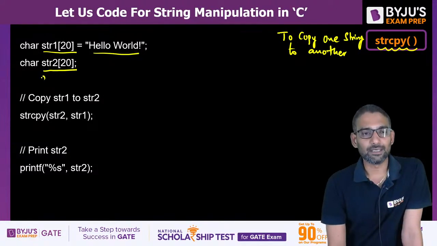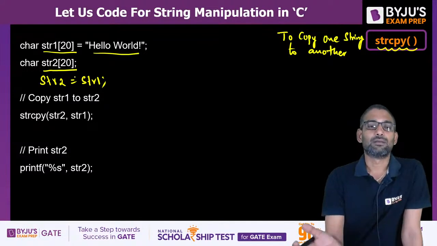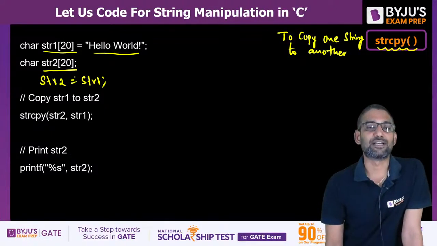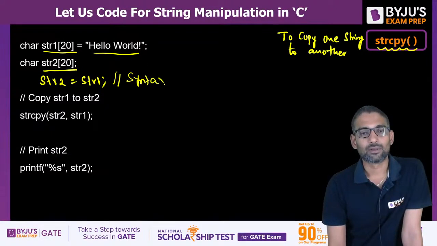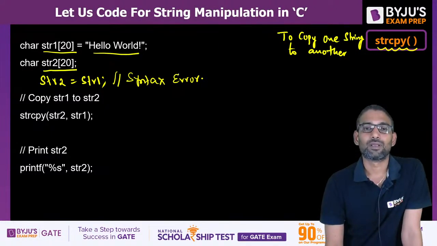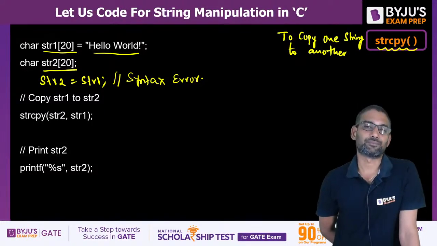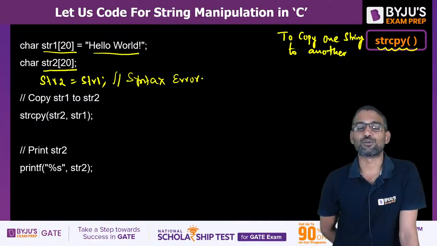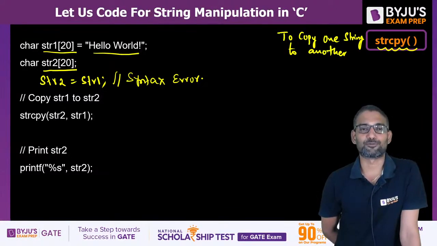You might think, if I write str2 is equal to str1, then the str1 value is assigned to str2. No, this will give an error. In the one-dimensional array discussion, I told this: arrays you can't assign in this way. It's an error, not a valid operation to perform.